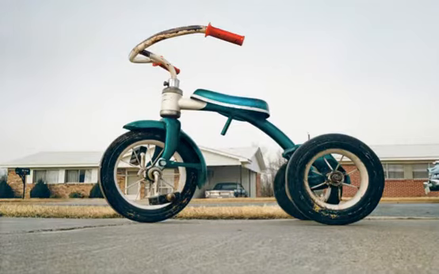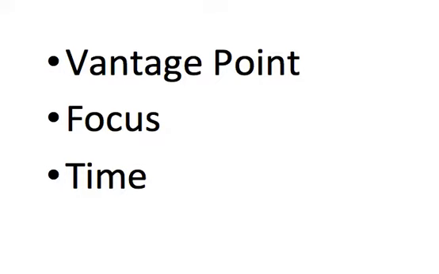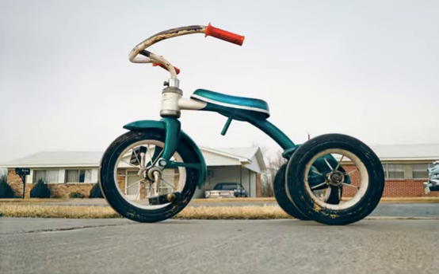So the three concepts I'm going to use to describe this photograph are vantage point, focus, and time. So I'll start with vantage point. It appears to me that the photographer had a very low vantage point to make this photograph. In fact, it looks like the photographer set his or her camera directly on the ground.